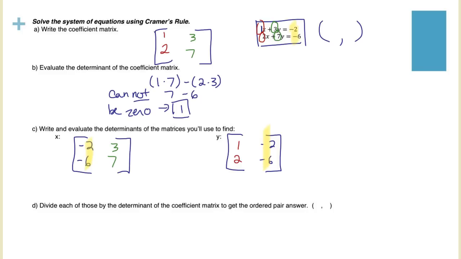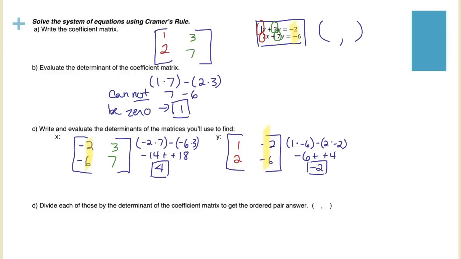Evaluate this. We've got -2 times 7 minus -6 times 3, -14 minus -18. So we've got 4. And then for the y, same deal. We've got 1 times -6 minus 2 times -2. We've got -6 minus -4, so we get -2.